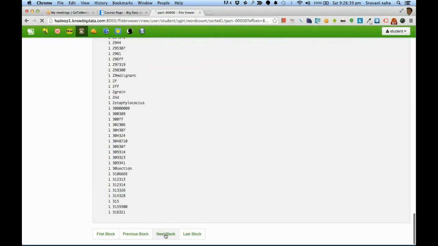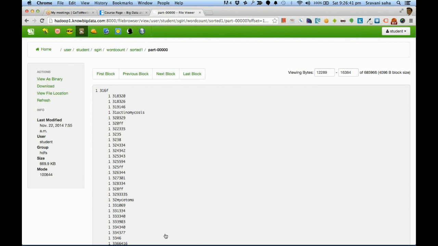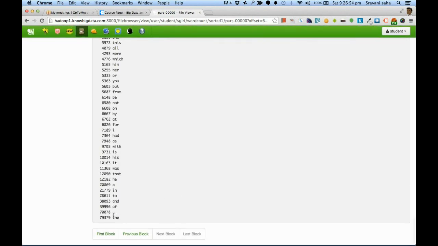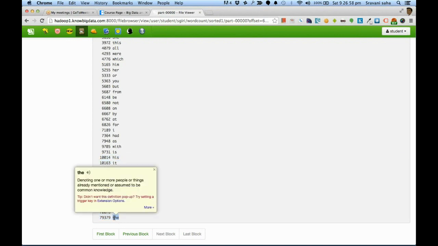And who has got the highest frequency? The word called the. Okay. And before that, space is also counted multiple times, and off is also utilized in multiple places. And so this is the order. The most frequent word is the.